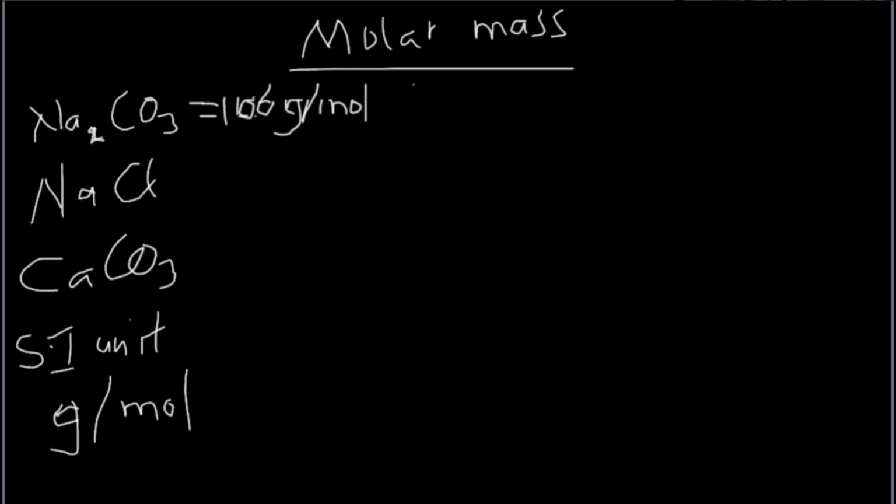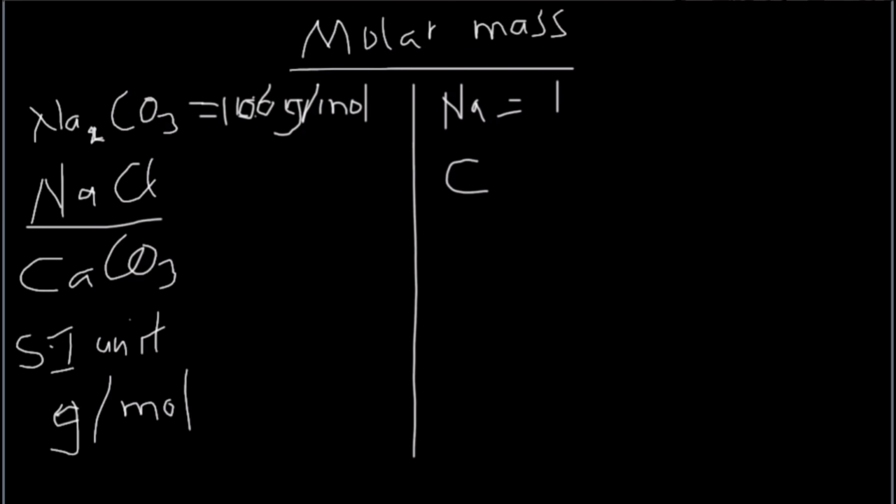Okay, so let's calculate for that of sodium chloride. As we did for the first one, let's break it down. We have sodium, only one in the compound. We have chlorine, which is only one. You get it? Okay.